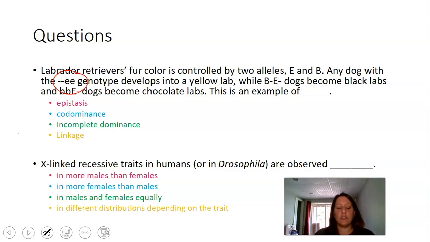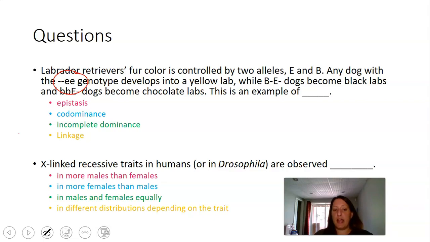Okay, second question. X-linked recessive traits in humans or in Drosophila, fruit fly, are observed blank. Are they observed more in females than males? Or are they observed in males and females equally? Or are they observed in different distributions depending on the trait? So this takes us back to the last video that you watched with X linkage. Do you remember?